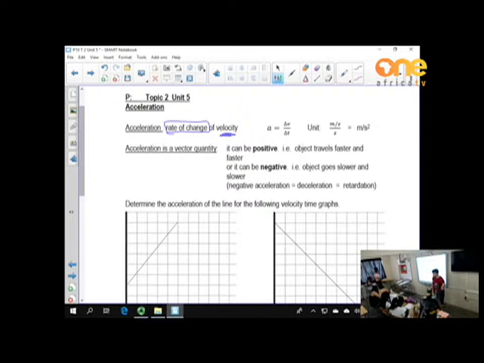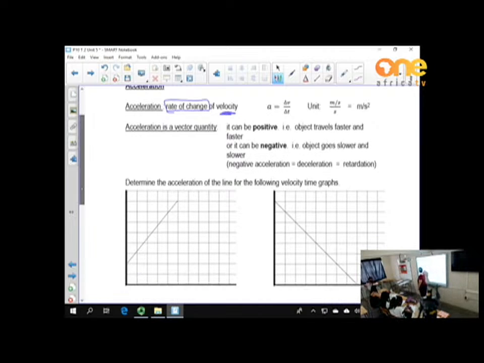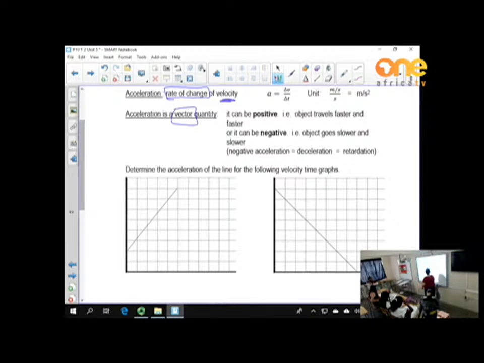velocities. Velocity, a scalar or a vector? It's a vector. So acceleration, is it a scalar or a vector? It's a vector. The direction for acceleration is positive or negative. A positive acceleration will mean it's going faster and faster and faster. A negative acceleration will mean it's going slower and slower and slower.